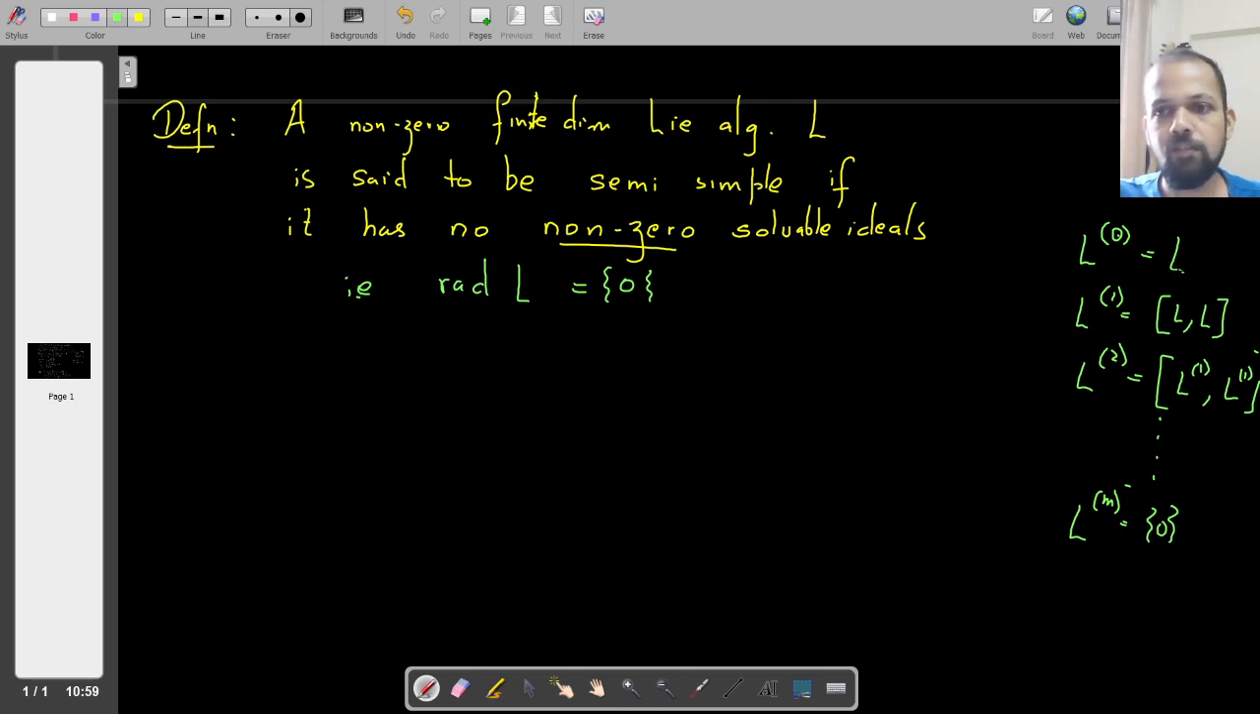Now if you start with 0, then obviously it's solvable, but apart from 0 you have no guarantee that anything else is solvable. So if in a Lie algebra L nothing apart from 0 is solvable, then we say that Lie algebra is semi-simple.